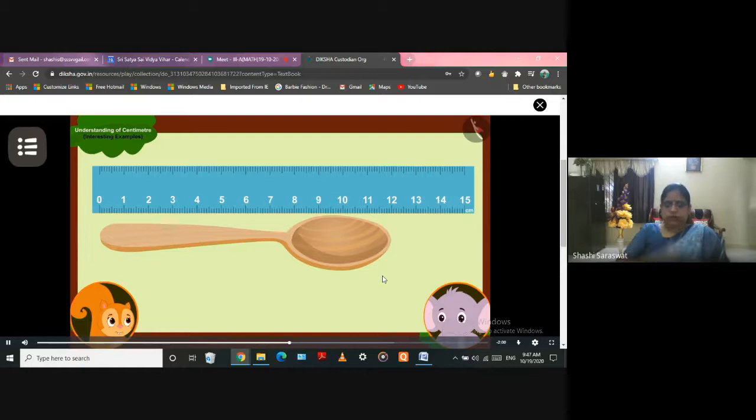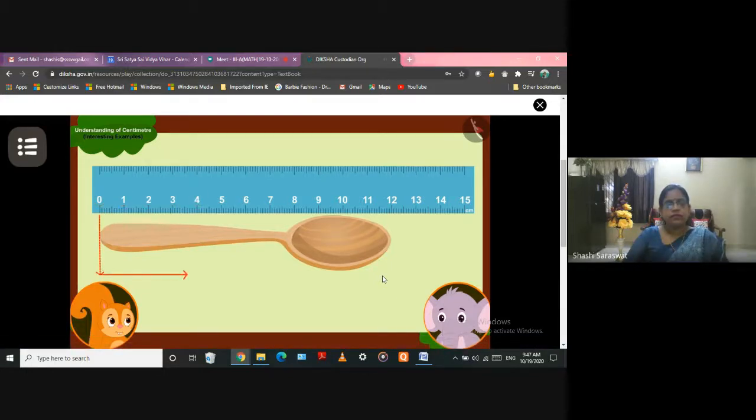And start measuring from 0. The number which is reaching the other end of your object, the length of your object will be that centimeter.